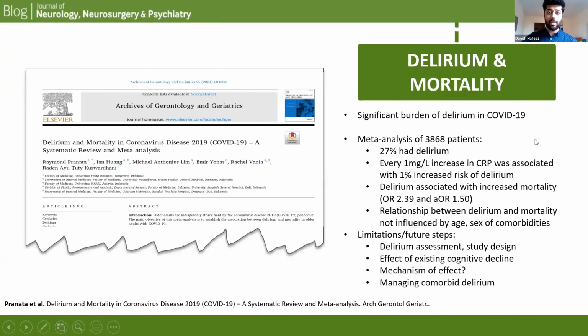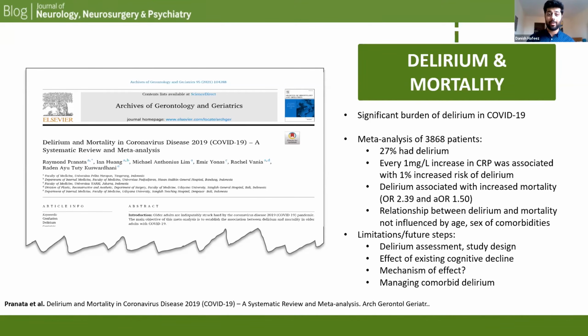So the first paper I've picked is by Pranata et al. It is a very interesting paper on delirium, and is building on some of the things we've spoken about before, when delirium can sometimes be the only presenting symptom of COVID-19 in older patients. In this study, they did a meta-analysis of almost 4,000 patients from 9 studies, and they found, as other studies have shown, that delirium is very common, with 27% having delirium.